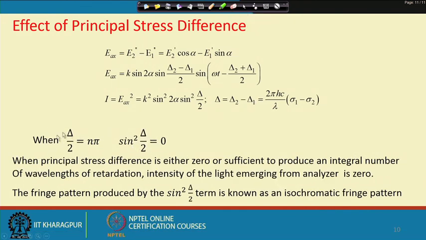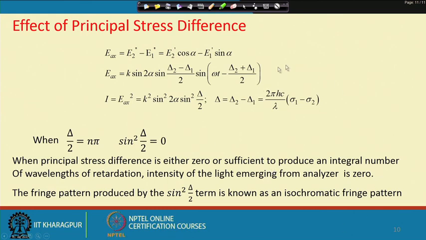So, let us see: if sin square delta by 2 has to be 0, then delta by 2 is n pi essentially. What does this mean? When the principal stress difference is either 0 or sufficient to produce an integral number of wavelengths of retardation, then the intensity of light emerging from the analyzer is 0. So, essentially delta can be 0, or n can be 1, 2, 3 and so on. If this is the condition, then the intensity of the light is again 0, and the fringe pattern produced by the sin square delta by 2 term is known as the isochromatic fringe pattern.